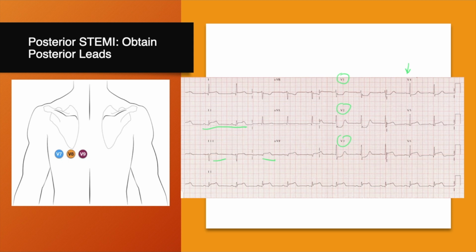So we actually have an inferior STEMI, but in about 80% of the population, the right coronary artery actually feeds the posterior descending artery, and the PDA is what supplies a lot of the posterior wall blood flow. And so you can see a posterior MI in conjunction with an inferior MI. And you can also see posterior MIs that are by themselves or isolated. It's not as common, but it does happen. So if you see this, what do you do?